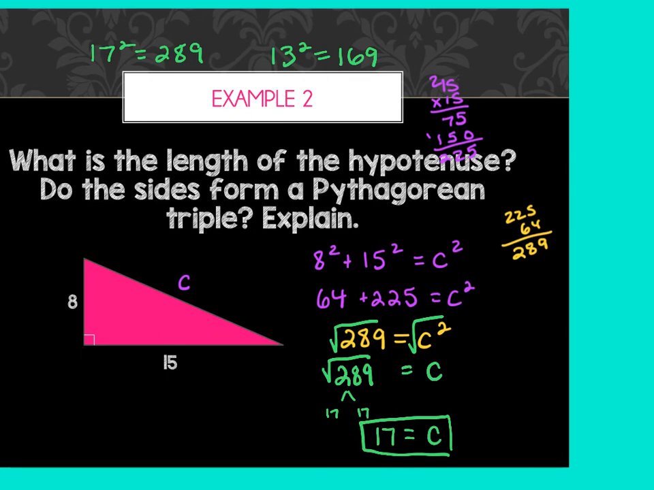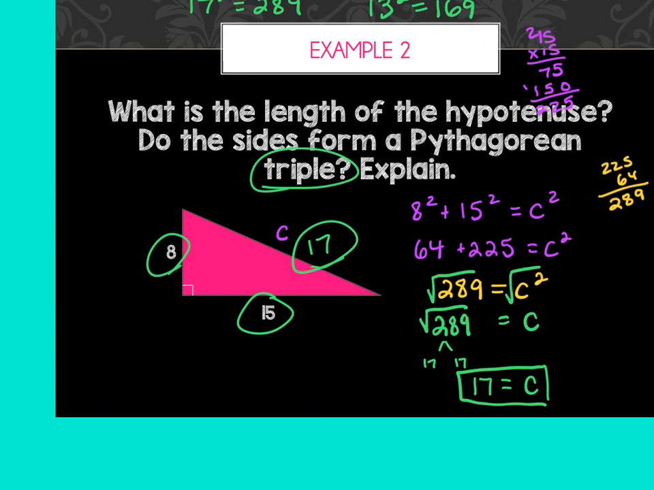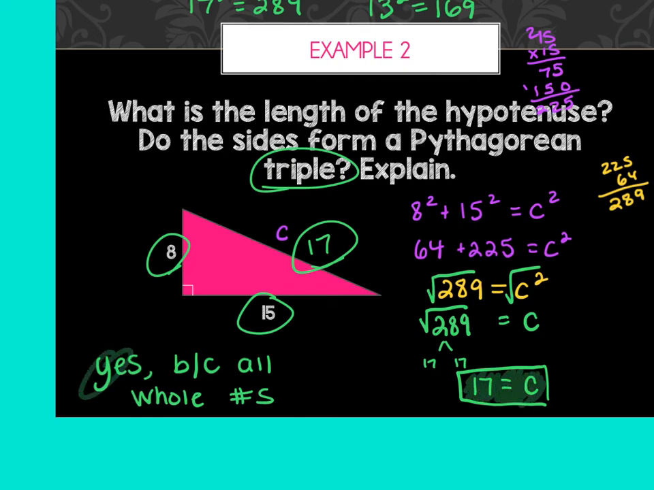So because the side lengths here are 8, 15, and 17, and they're all 3 whole numbers, this is a Pythagorean triple. And I can say, yes, it's a triple because all whole numbers. So again, C is 17, and they are a triple because all 3 of those numbers are whole numbers.